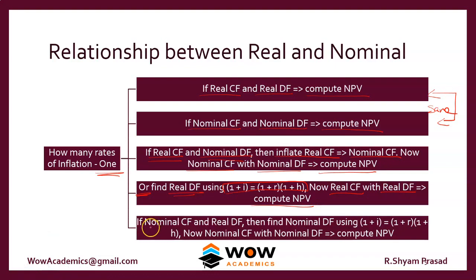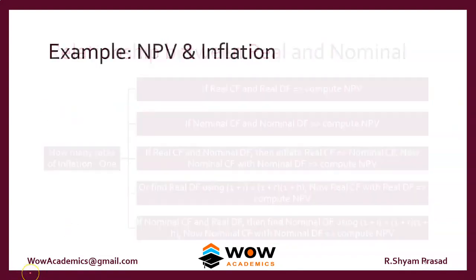What would happen if they give you a nominal cash flow and a real discount factor? Then you try to find the nominal discount factor. You can find the nominal discount factor through this formula. Now you have the nominal cash flow and the nominal discount factor, and you can compute the NPV. This is how the approach works. Ensure you understand this approach, because from an exam point of view, this is a very important question.